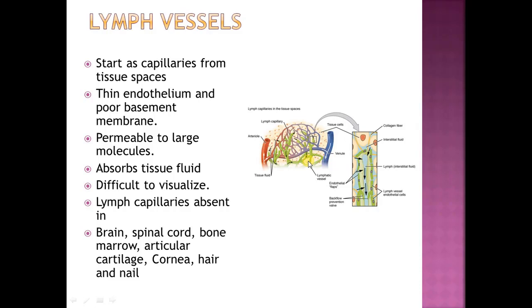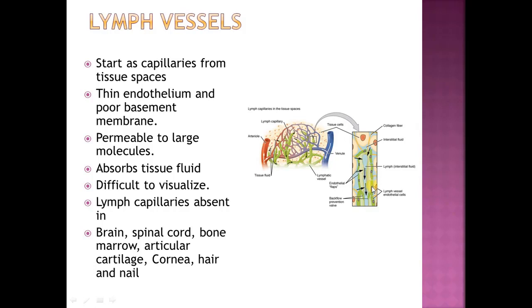The endothelium is also very poorly developed, and the basement membrane upon which the endothelium rests is also poorly developed. But it has a very high caliber when compared to the venous capillaries of the circulatory system. So that is why large coarser particles can traverse through these capillaries. So they absorb tissue fluid, and because it is a colorless fluid, it is difficult to visualize.